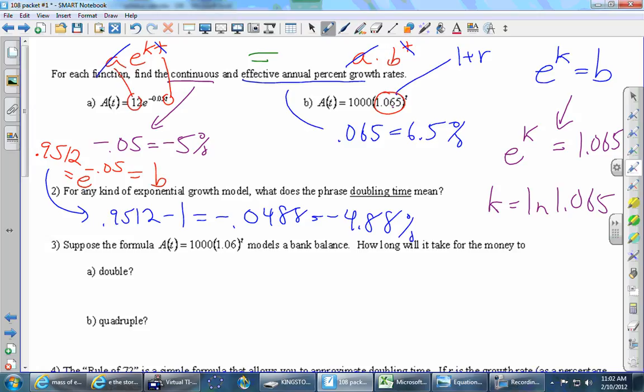The effective rate was 6.5%. The continuous rate, is it higher than 6.5%? Is it lower? Can you guys give me a thumbs up or thumbs down? Is the continuous rate going to be higher than 6.5% or lower than 6.5%? I want more thumbs. Okay, now I want you guys to talk to your neighbors because about half of you are saying up and half of you are saying down. Is the continuous rate going to be higher or lower if the effective rate is 6.5%?